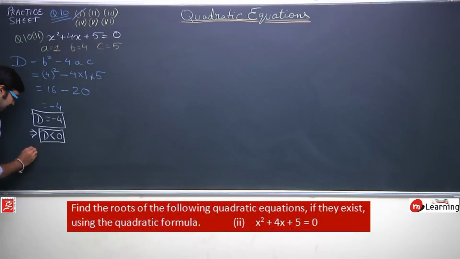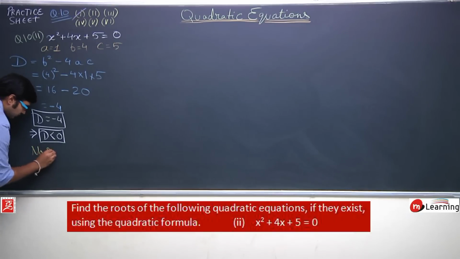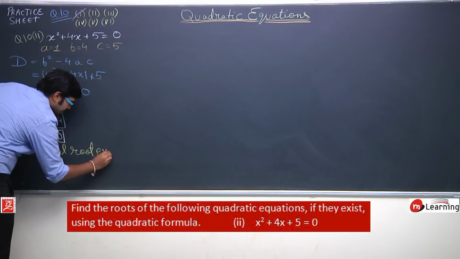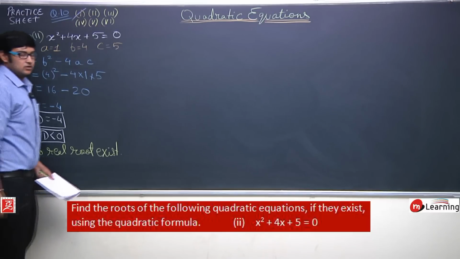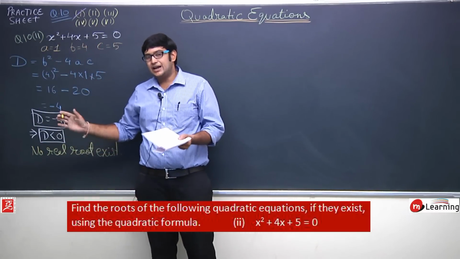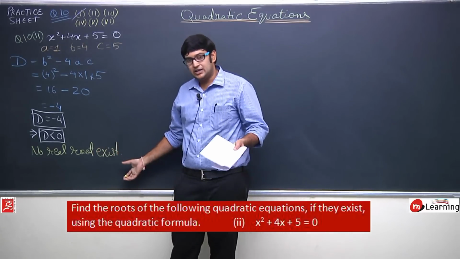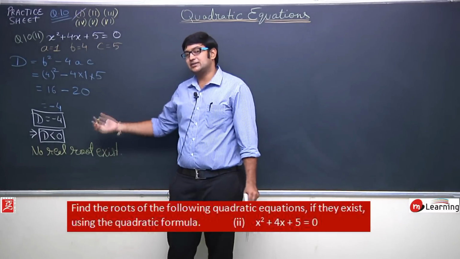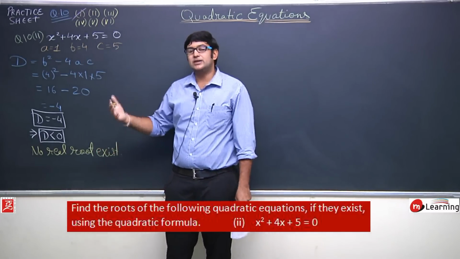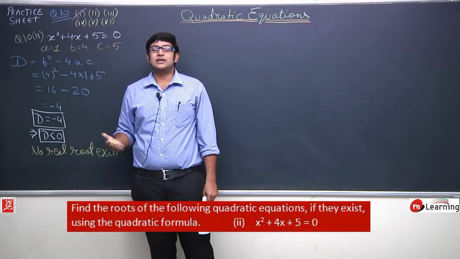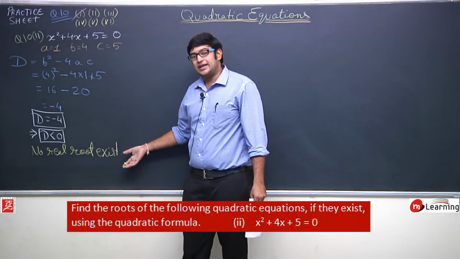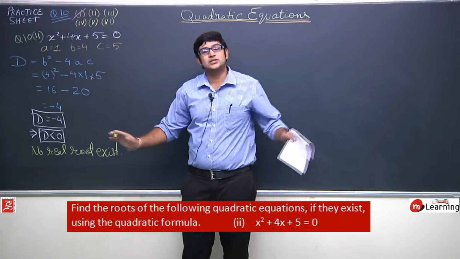it means this equation does not have any real root. So what we will write? We will write that no real root exist. So we will not be able to determine roots of this quadratic equation, and we will solve it till here only, and we will not use the discriminant further. Just till this point I can say that this equation does not have any possible real root.